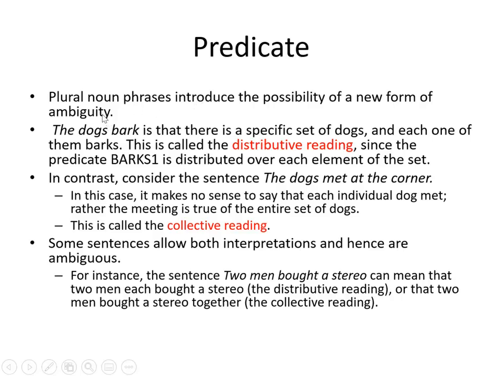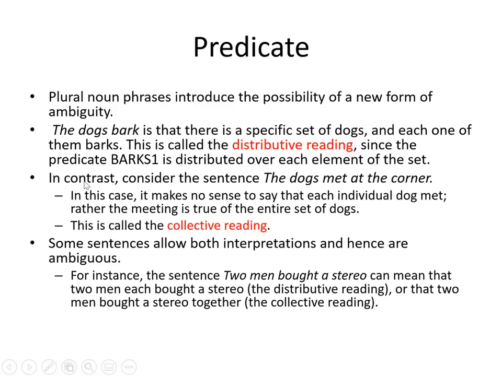But with this plural you can have two types of ambiguities which can form. When you are saying the dogs bark, is it that there is a specific set of dogs and each one of them barks? If you want to say that, this is called a distributed reading, that a set of dogs are there and all are barking, since the predicate barks 1 is distributed over each element of the set.